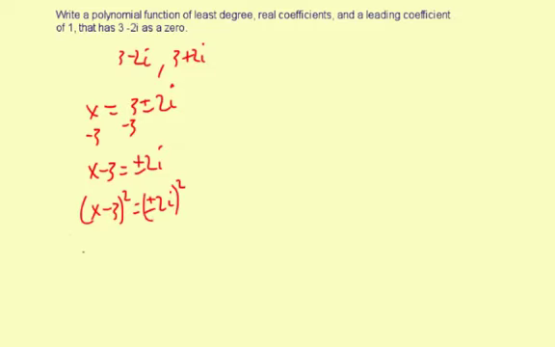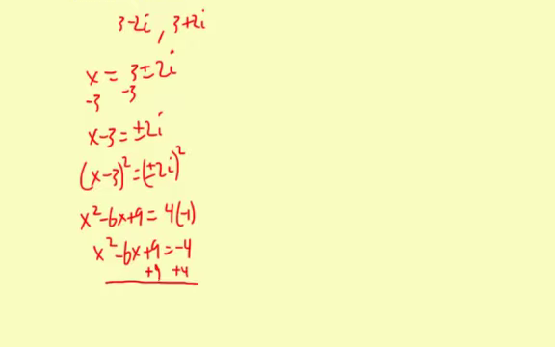So let me simplify on the left now. It's going to be x squared minus 6x plus 9. On the right side, 2 squared is 4, i squared is negative 1, so it's 4 times negative 1, which is negative 4. So x squared minus 6x plus 9 equals negative 4. Now I'm going to set this equal to 0, so add 4 to both sides. I'm going to get x squared minus 6x plus 13.